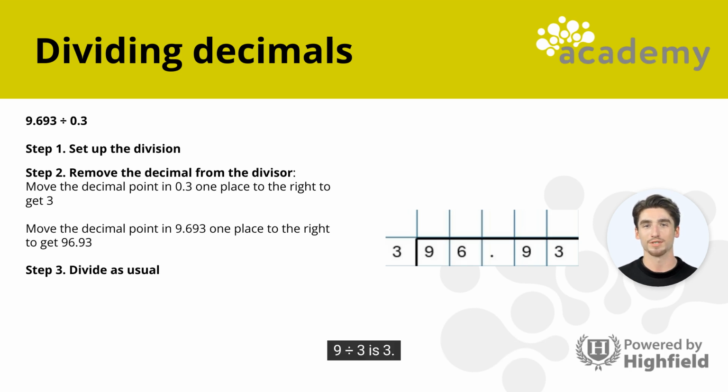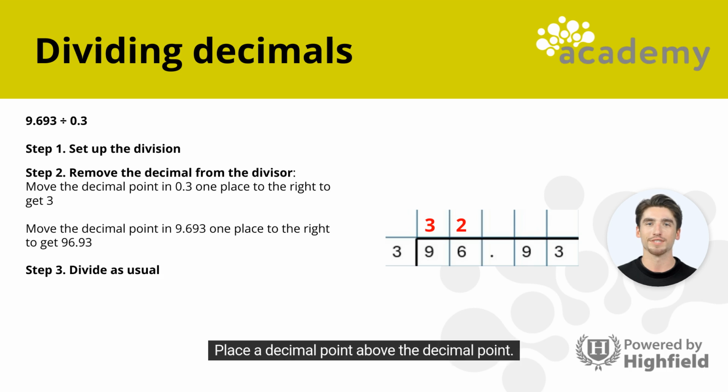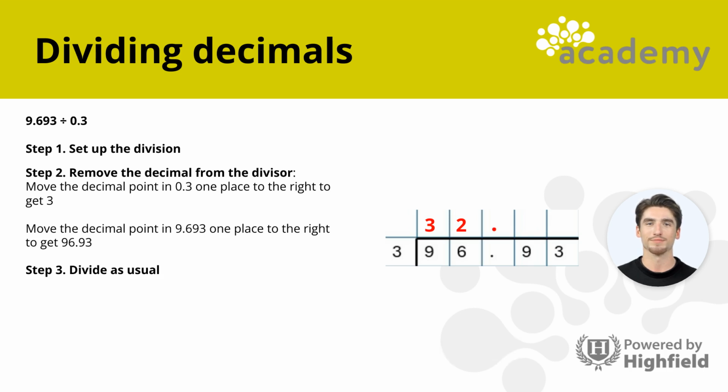9 divided by 3 is 3. Place the 3 above the 9. 6 divided by 3 is 2. Place the 2 above the 6. Place a decimal point above the decimal point. 9 divided by 3 is 3. Place the 3 above the 9. 3 divided by 3 is 1. Place the 1 above the 3. 96.93 divided by 3 equals 32.31.